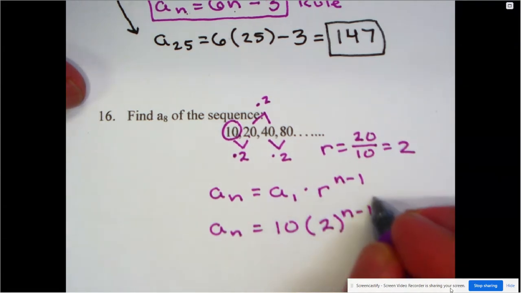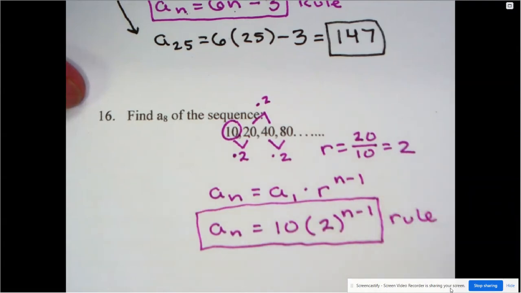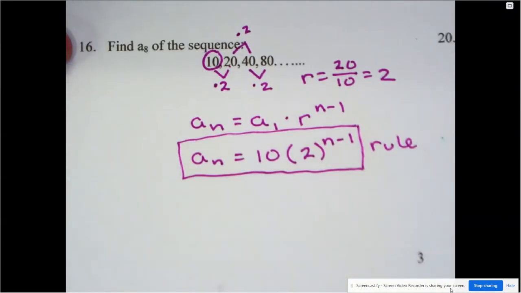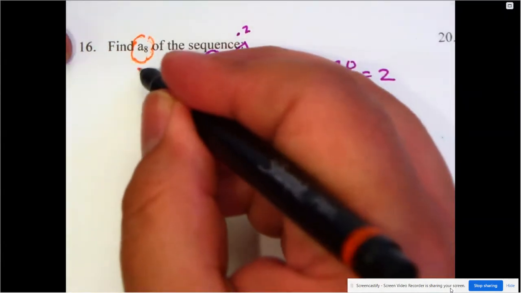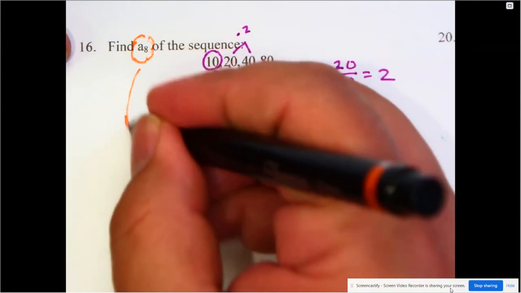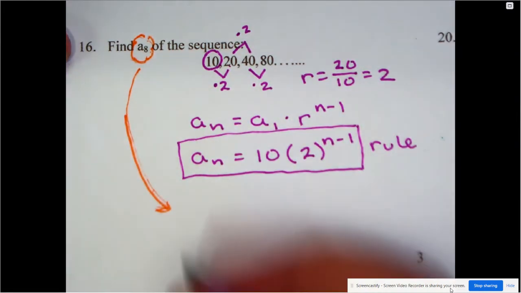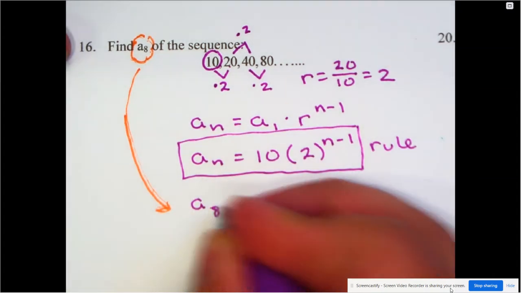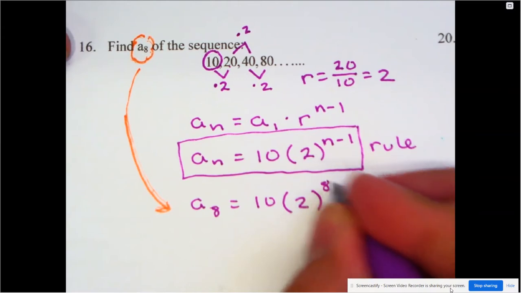When you write the rule, leave the n alone. Don't mess with it. Don't plug into it. This is my rule. Now I'm ready. They said, tell me what the 8th term will be. Well, that's why we created a rule so we can use it. So when I use this one very carefully, here we go. A sub 8 is equal to 10. There's the 2, 8 minus 1.